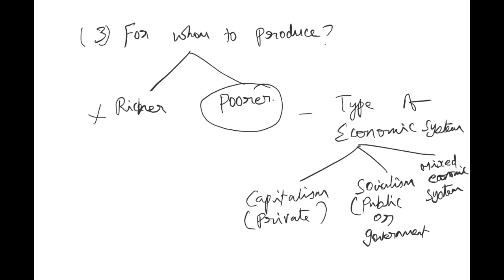So in capitalism, automatically the private sector will cater only to the needs of the richer section. But in socialism, the government will always prefer to allocate the resources for the production of those goods catering to the needs of the poorer section. But in a country like India, we have both the private as well as public, a mixed economic system. So both are distributed accordingly. So this is how the country designs for whom to produce. So this is the way the resources are allotted. Okay, that is the third thing the country has to decide upon.